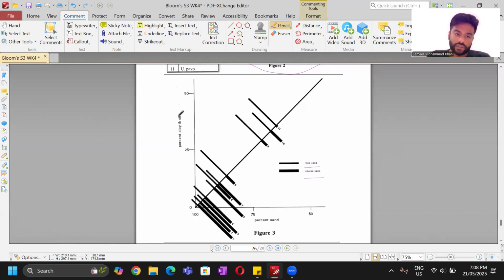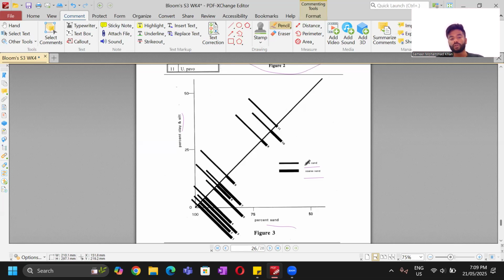What we see here as well is that on the x-axis, you've got percentage sand, but on the y-axis, you've got percentage sand and silt, right? So you're converting a three-dimensional diagram to a two-dimensional graph now. Okay, it's a very different sort of graphical representation of the data.